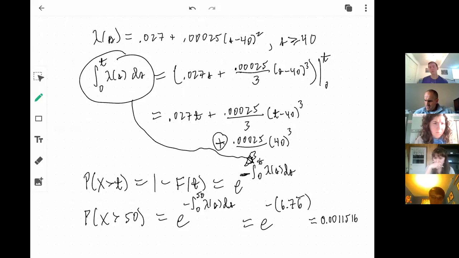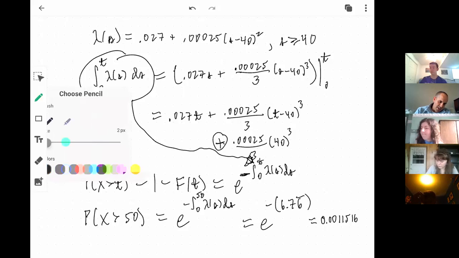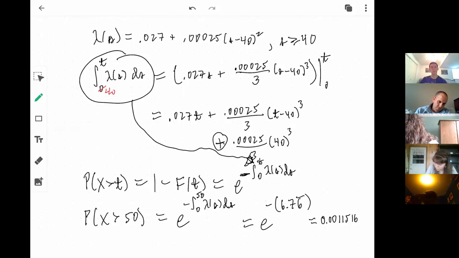So, are you supposed to integrate from 0 to t? The hazard rate function's only defined for t greater than or equal to 40. So when I did the problem, I just integrated from 40 to t. Oh, yeah, I think that's probably right, Matthew. Right, so that would change this, wouldn't it? That would change this to what? To 40? Okay. And it makes one thing easier, I guess.